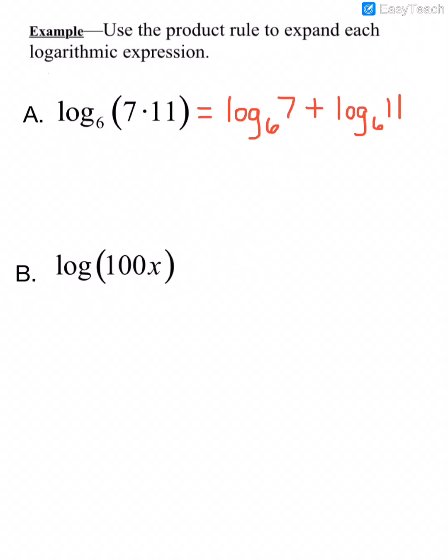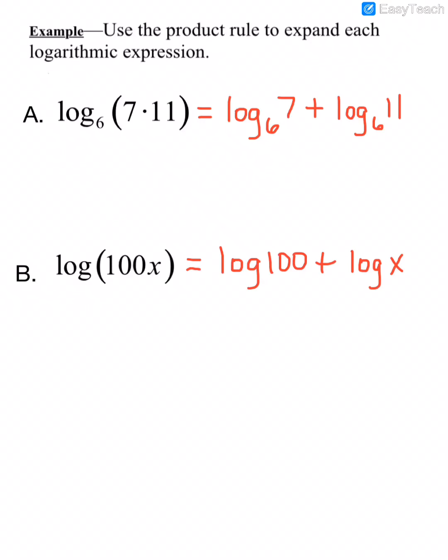Okay, for B we have log of 100x. Well, remember, anytime we have a number and a variable touching each other, that represents multiplication. So we can separate this by using addition. And remember, if we don't see a base, that's understood to be base 10. This is a common log, so we don't have to write a base when we separate this. This is just log base 10 of 100 plus log x.